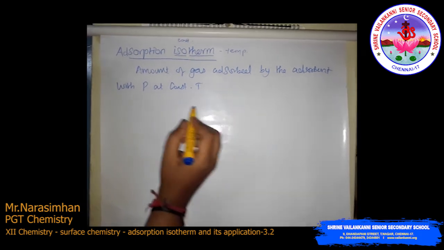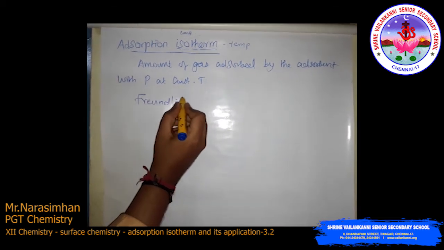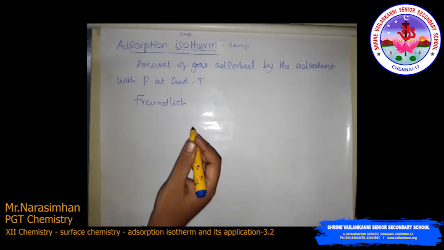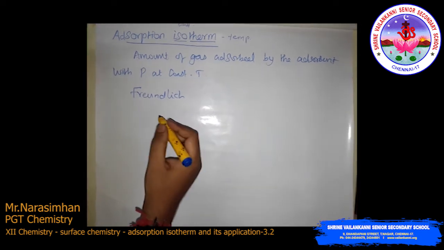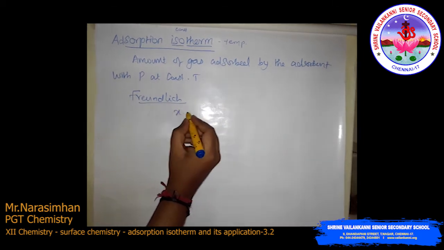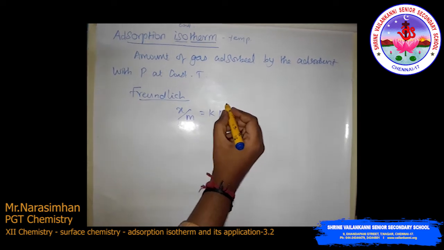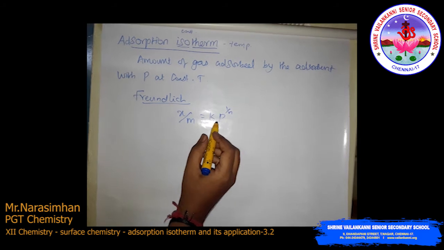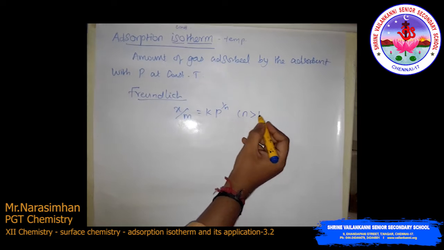Next is the Freundlich adsorption isotherm. He gave an empirical relationship between the quantity of gas adsorbed per unit mass of solid adsorbent and pressure at a particular temperature. That relationship is x/m = kP^(1/n), where n is greater than 1.